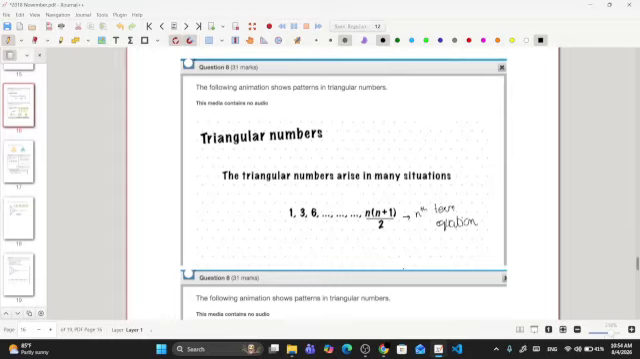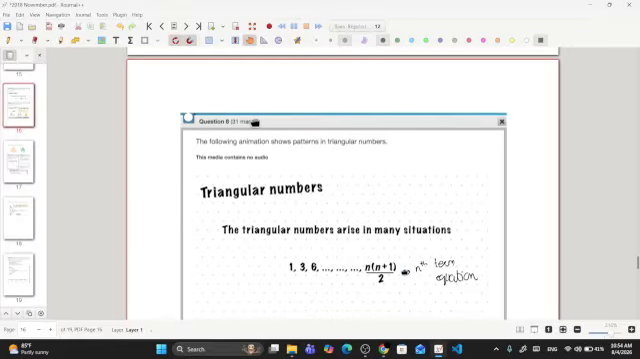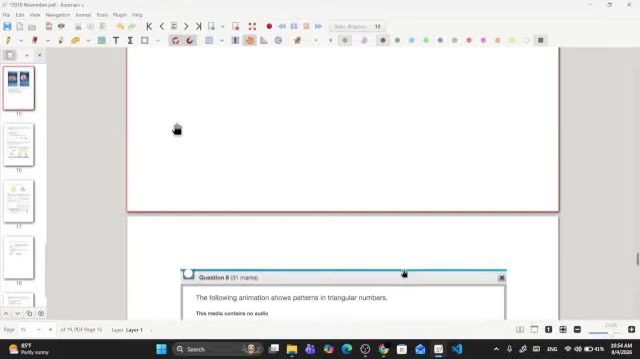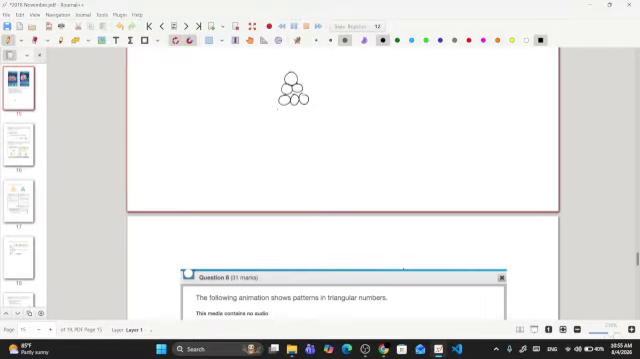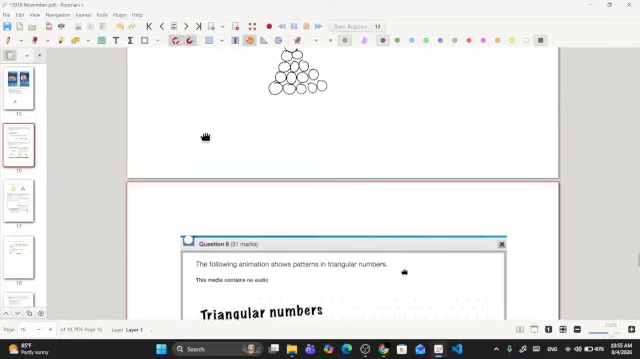So what are triangular numbers? I'll explain it to you. Have a look. The explanation has been given below, but imagine that I have one piece of whatever it is, and then I have two pieces below it, and on the third line I have three pieces below it, and then four pieces below it, then five pieces below it. So these are examples of triangular numbers.